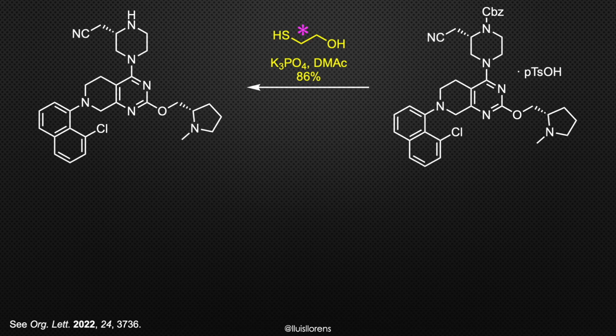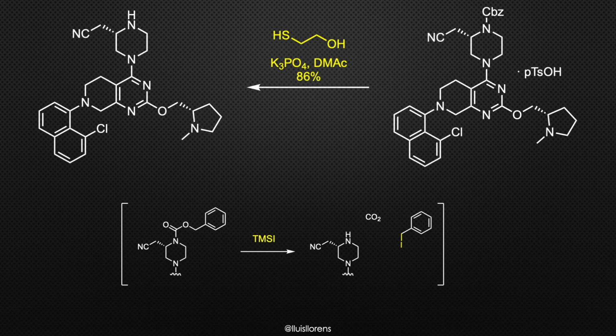Practical conditions employing 2-mercaptoethanol were developed to unmask the Cbz-protected piperazine to afford the desired compound. Trimethylsilyl iodide is a traditional deprotection reagent for this transformation. However, benzyl iodide, which is a potentially mutagenic impurity, was coproduced. This impurity was difficult to remove because it could be trapped by the basic site, the tertiary amine of the prolinol, generating a quaternary ammonium species.